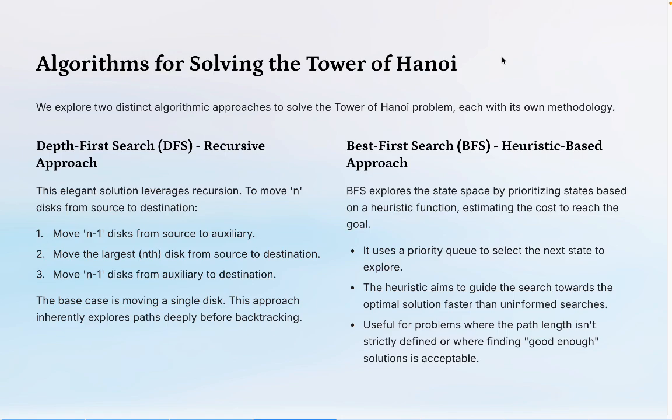The other algorithm I have used was best first search. It's a heuristic based approach. Here we use the Tower of Hanoi as a search problem. It uses a priority queue and a heuristic function. Heuristic in the sense of how many disks are not on the destination rod. It tries to expand the state that looks closest to the goal. It's more flexible but heavily depends on the heuristic quality.